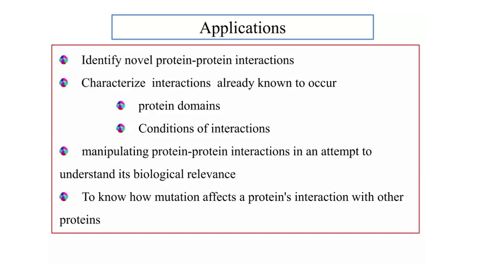Now the applications: to identify novel protein-protein interactions. For other types of interactions, the characterization is easy when you know the two proteins. If you are aware of which two proteins interact, it's easy to know. But when you are not aware of which two proteins or which combination of proteins are actually interacting, then you can identify the novel protein-protein interactions using this technique. You can characterize the interactions that are already known to occur, like the protein domains and the conditions of the interactions, which is also a very critical factor in this.